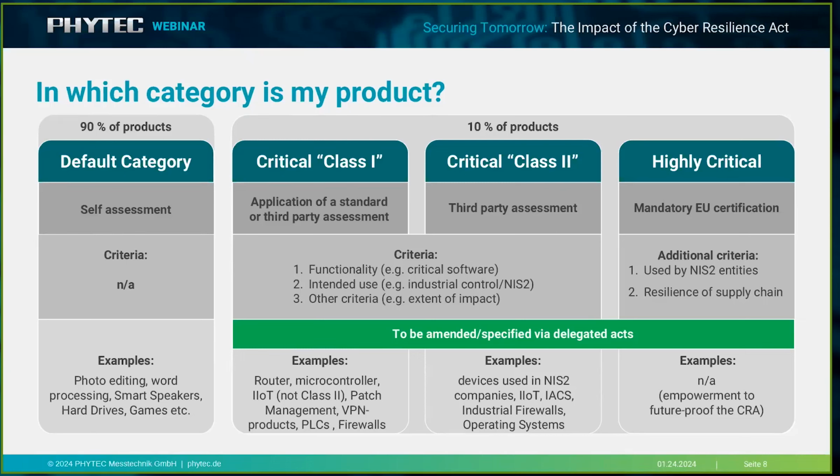So maybe most embedded or industrial products are not in the default category. Then it's more in critical class 1 or critical class 2, which depends on the use case. If the company is affected by the Network and Information Systems Directive, then the product is class 2, and you need a higher standard. So it's a good idea to make a good self-assessment and documentation that you can then use for a third-party assessment in critical class 1 or 2.